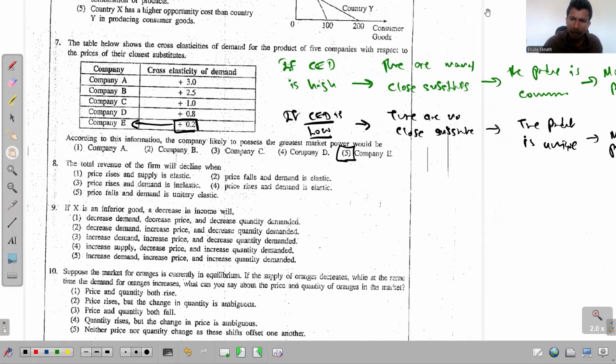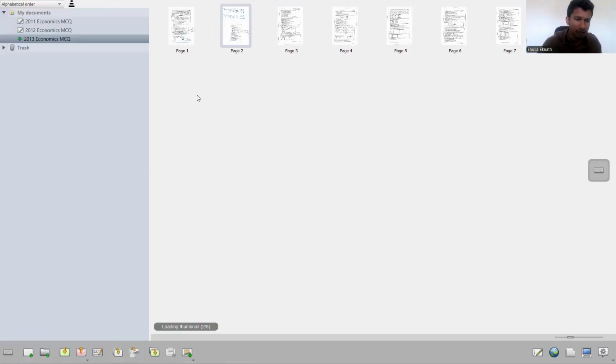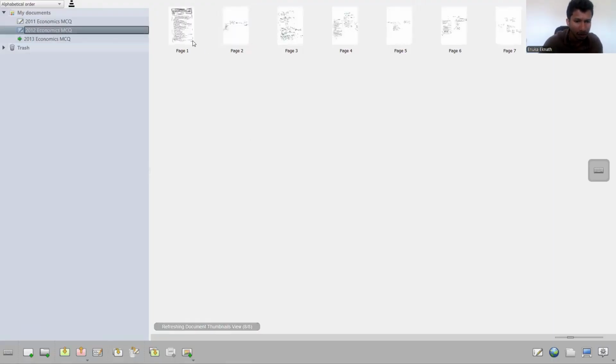Right, now look at this question number 8. It says the total revenue of the firm will decline when. All right, the total revenue of this firm will decline when the price rises and the supply is elastic. Second one, the price falls and the demand is elastic. I think we had a similar question. We had a similar discussion in our previous paper as well. That's this 2012.